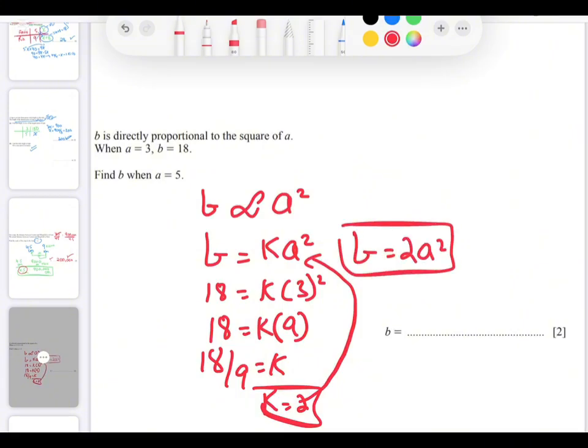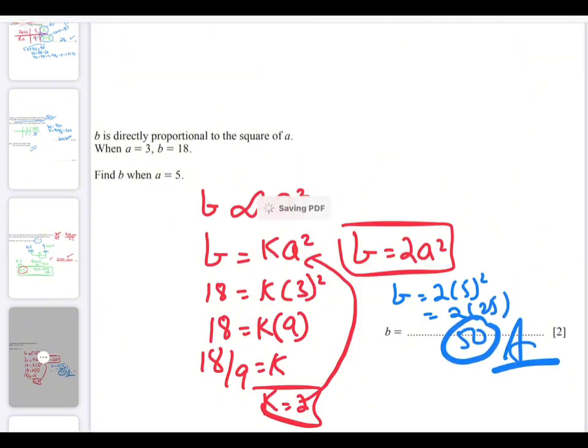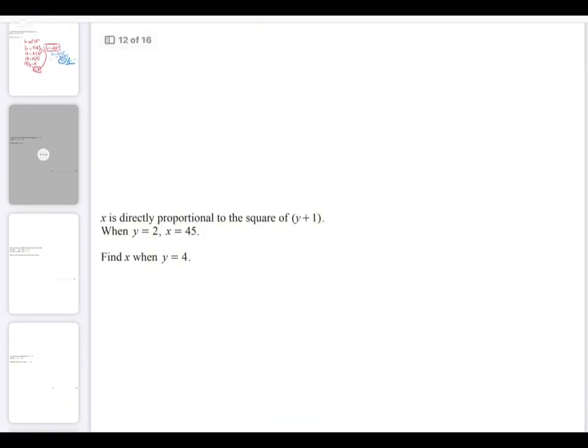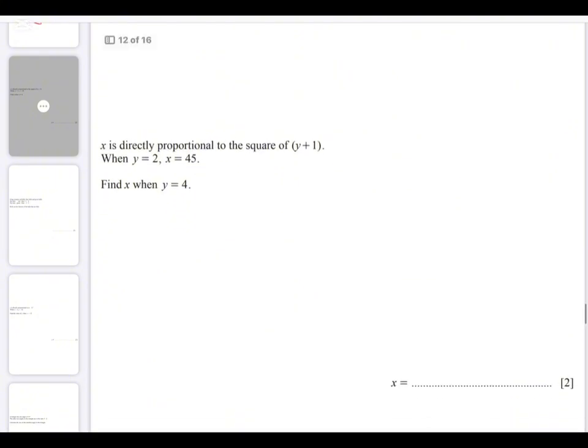Now what do we need to find out? We need to find B when A is 5. So A is 5, and 5 square is 25. 25 times 2 is 50. So the final answer will be 50. That's a very simple question. Okay, we will try this one as well. A little bit different, but that's an easy question.